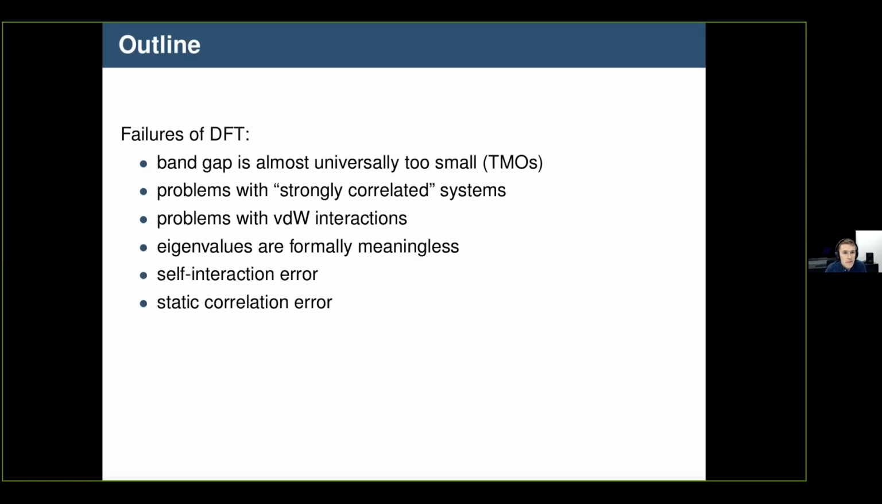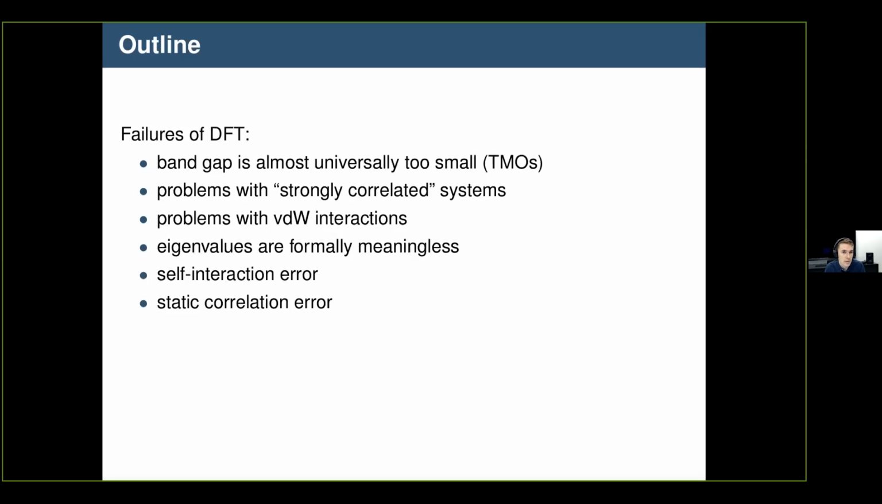And more generally, you've got these problems with the so-called strongly correlated systems. Basically, all of the mathematics behind density functional theory, the mapping to the auxiliary non-interacting system, is well justified, but it does tend to work better when the physics of the real system also happens to mirror those of our non-interacting system.